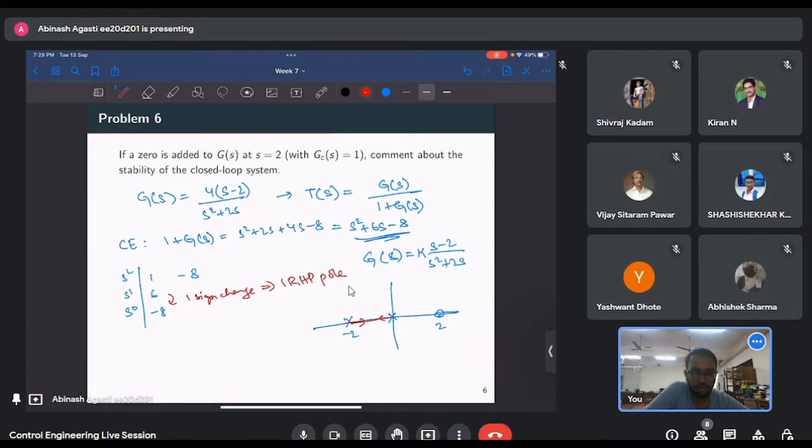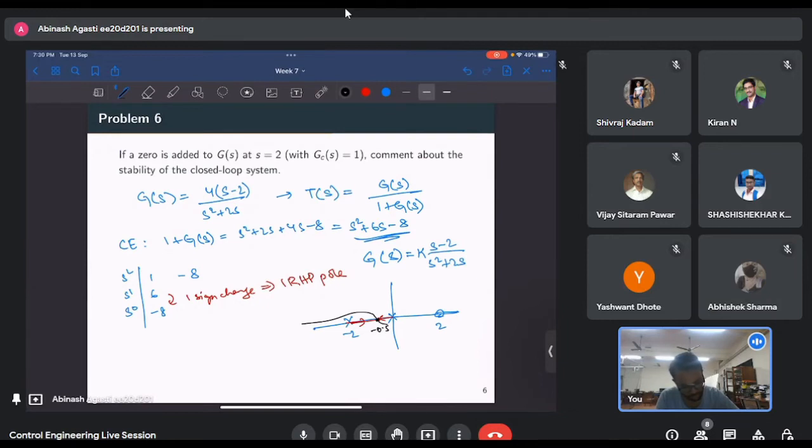And asymptotes. So the centroid is minus 0.5, sir. Minus 0.5, okay. And what are the asymptotes? The asymptote should be along the negative real axis, I guess, right? Yes, sir. So I think we will get something like this.